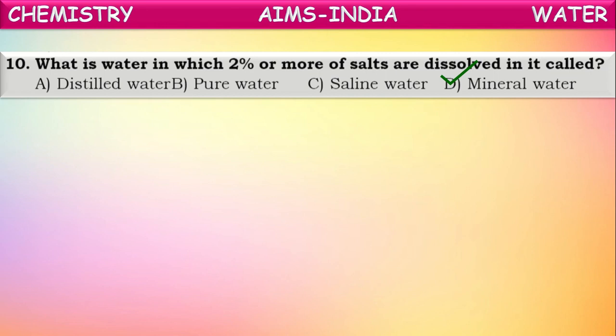Okay, here how much means around 2% of salts. If you take 1 liter of water, it should contain around 2 grams of salt dissolved in it, like sodium chloride and some other salts. Then it is called mineral water or potable water.